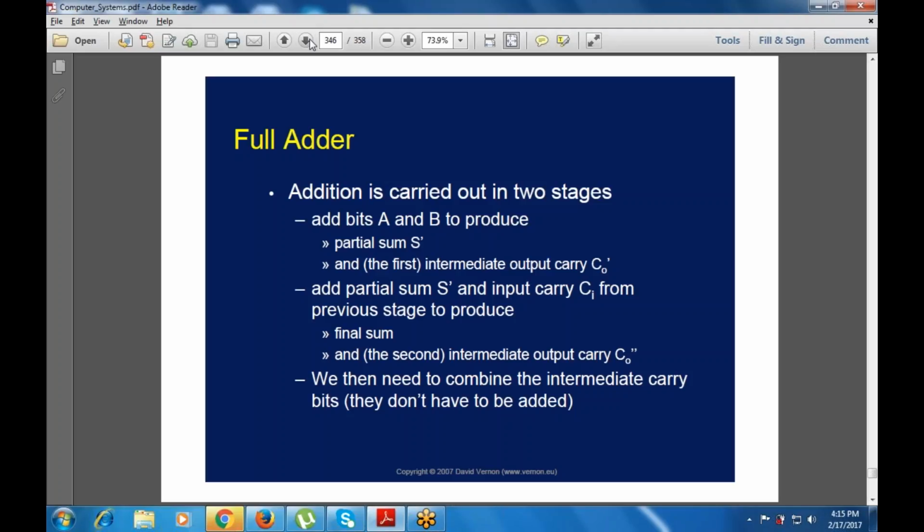So one is the addition of the bits A and B that is used to produce the output. Now what is the partial sum? That is the S dash, and the intermediate output carry C0. Then adding the partial sum S0 and the input C1 from the previous stage.